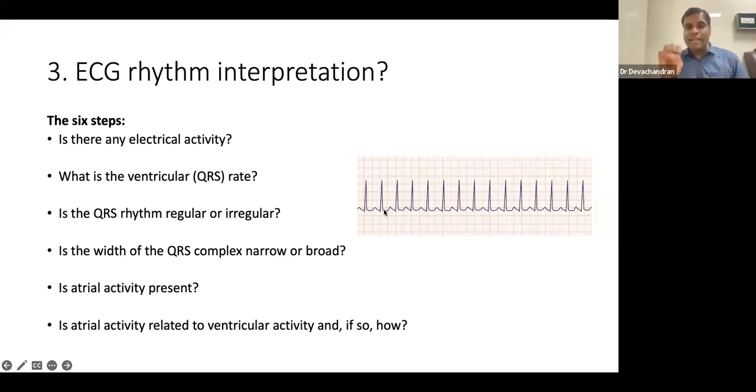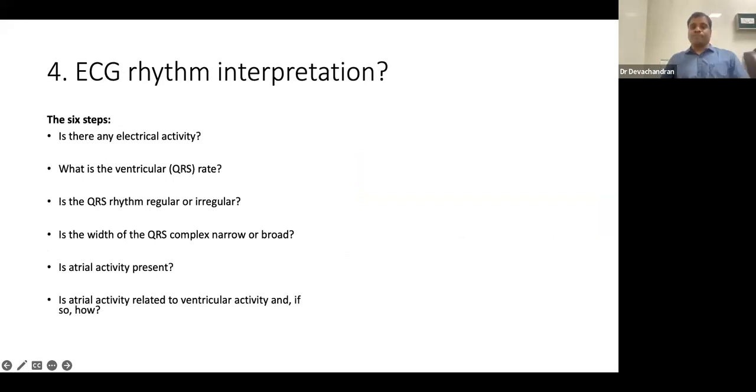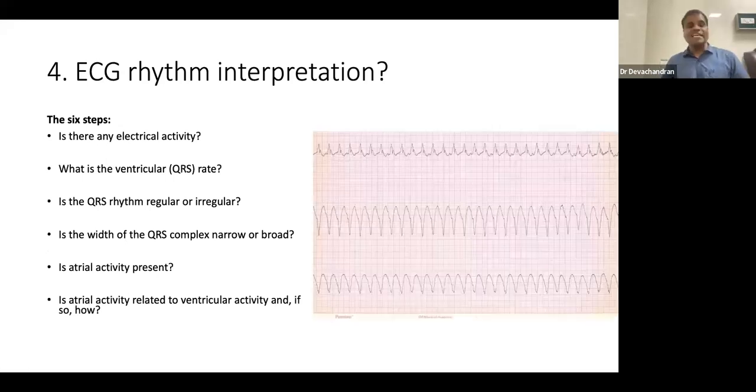Width is narrow, so narrow complex. Regular tachycardia is supraventricular tachycardia. It originates from the atrium, so it's supraventricular tachycardia. Atrial activity present, you don't see P waves, and if you don't see P waves, no point in answering the last one. Very good. SVT is the answer. Very easy.